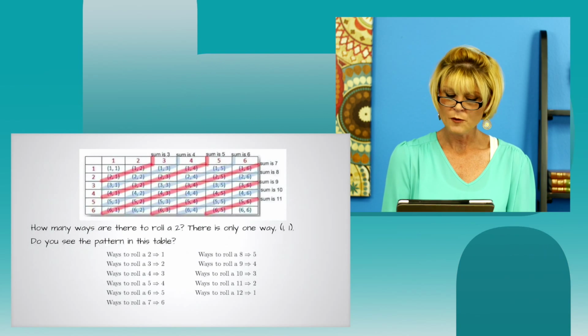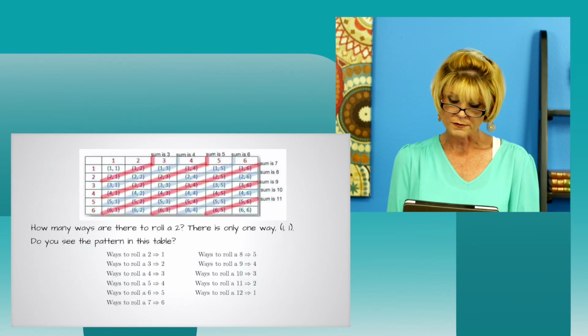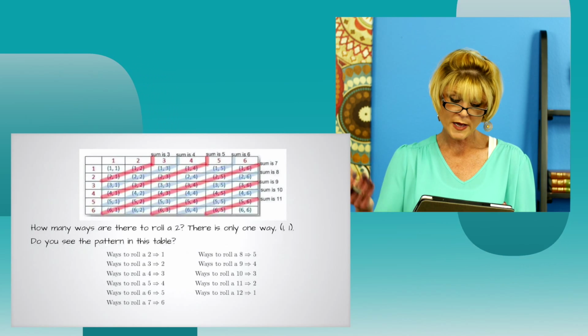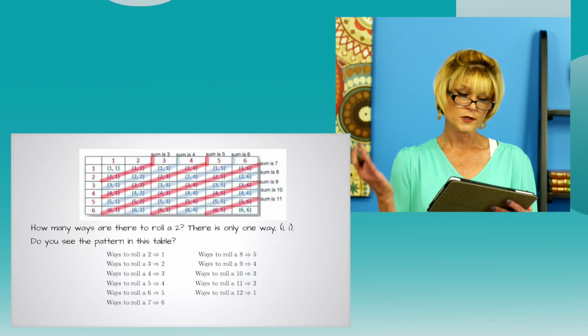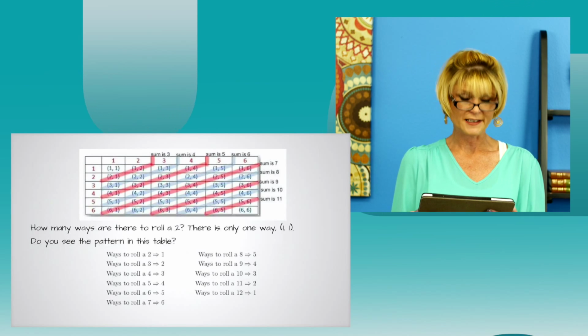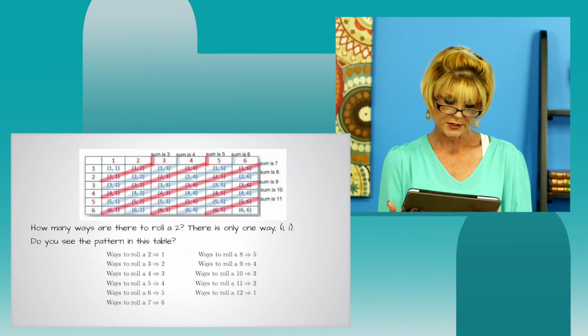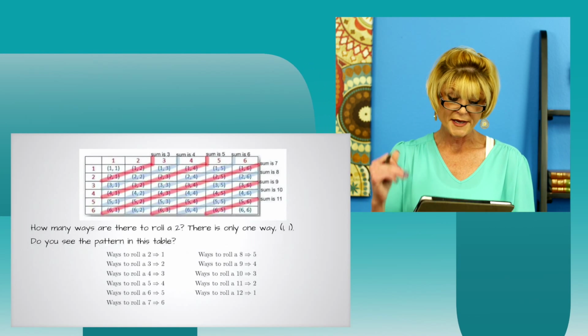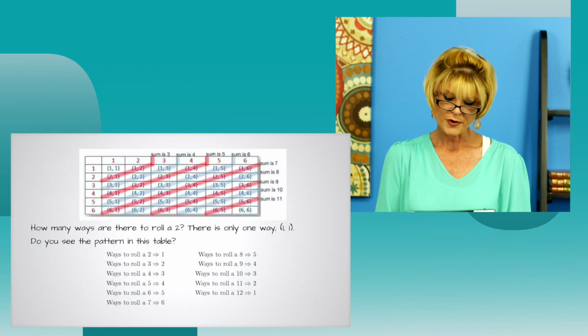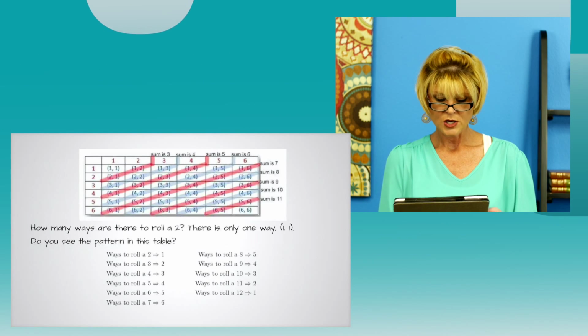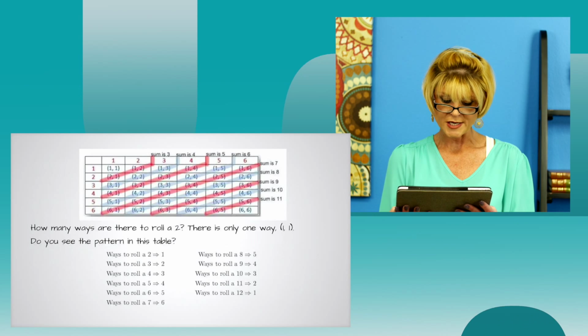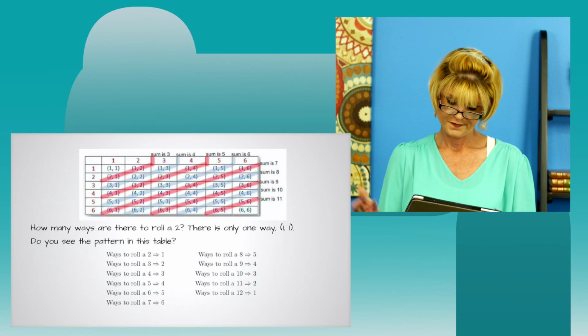Here's a question for you. How many ways are there to roll a 2? Well, there's only one way, and that's 1 and 1. So that's not very likely, is it? That has a lower probability. So do you see the pattern in this table? Ways to roll a 2, 1. Ways to roll a 3, 2. Ways to roll a 4, 3, and so on and so forth.